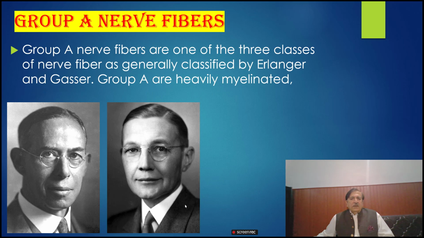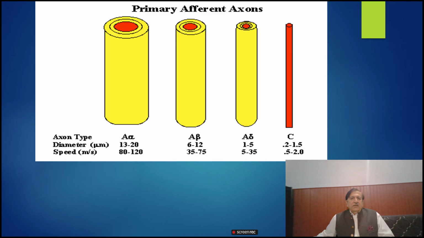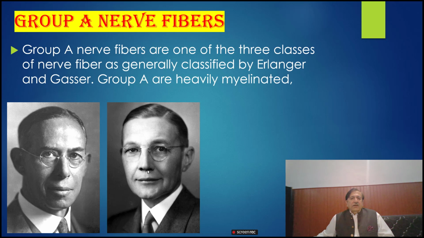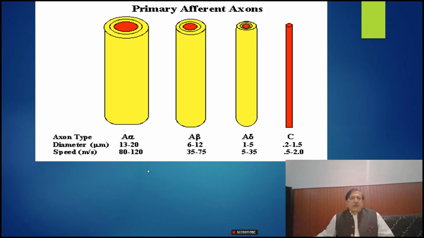Group A nerve fibers are one of the three classes of nerve fiber as generally classified by Erlanger and Gasser. Group A are heavily myelinated. Erlanger and Gasser, two physiologists, classified nerve fibers in these groups. Primary afferent axons: here are the axon type, diameter, and speed. A alpha is the thickest one and heavily myelinated. A beta is the middle one, and A gamma is thin and lightly myelinated, and C fiber is unmyelinated.